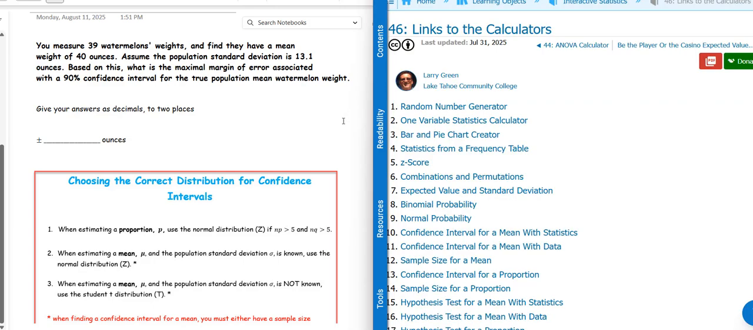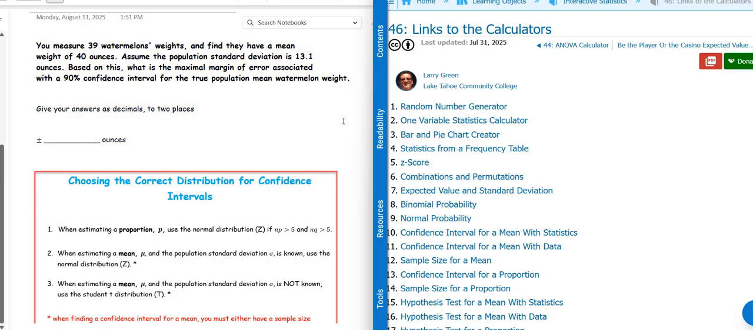You measure 39 watermelons' weights and find they have a mean of 40 ounces, and assume the population standard deviation is 13.1 ounces. Based on this, what is the maximal margin of error associated with a 90% confidence interval?